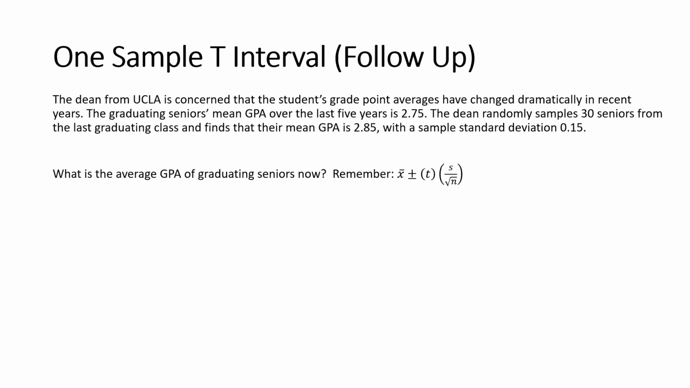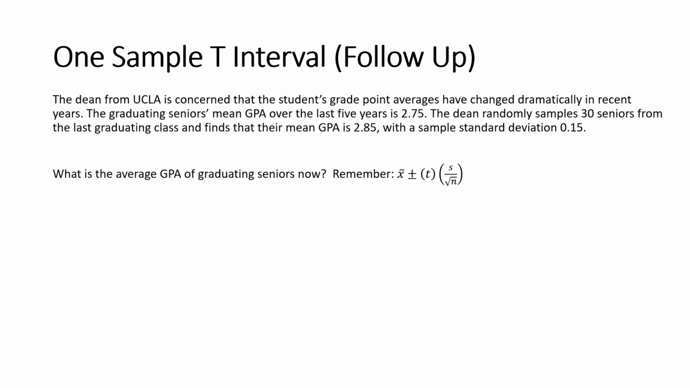Okay, so we just did this problem as a one sample t-test, and we were able to reject the null hypothesis and conclude that students' grade point averages have dramatically changed in recent years. So now I kind of want to follow up our analysis with a confidence interval. So we know that they've changed, but we don't know how much they've changed. We have no idea what exactly those grade point averages are looking like right now. So that's the purpose of our confidence interval, is to estimate what the true mean is now.